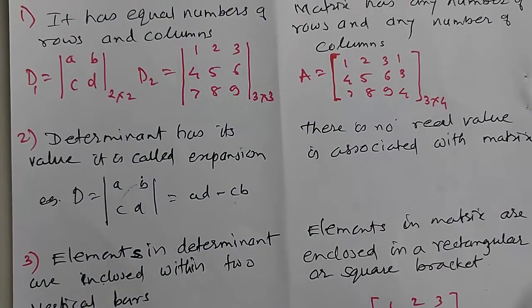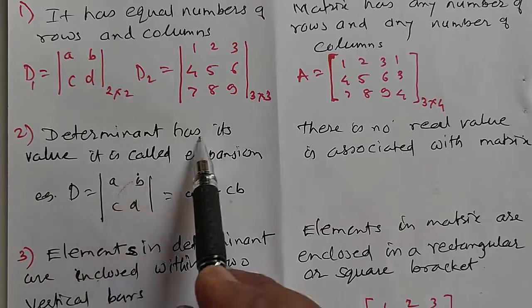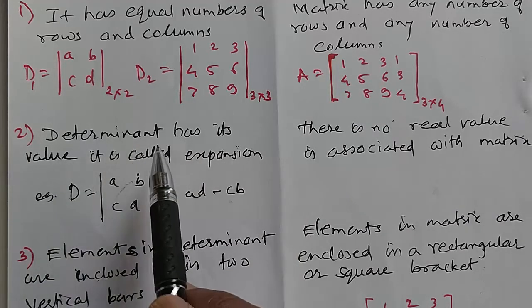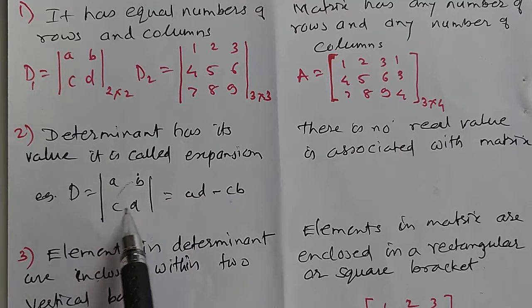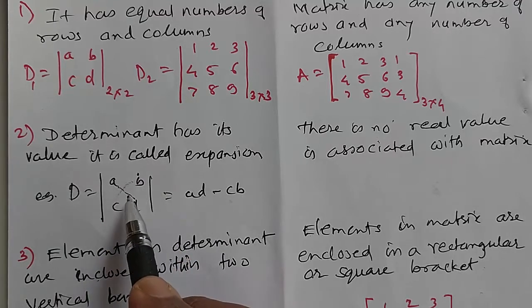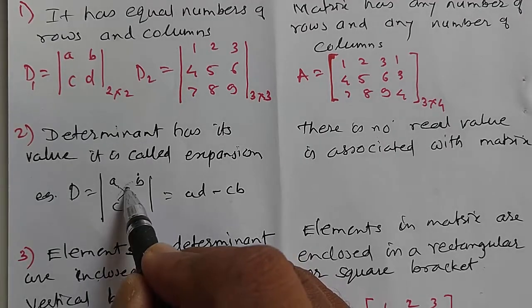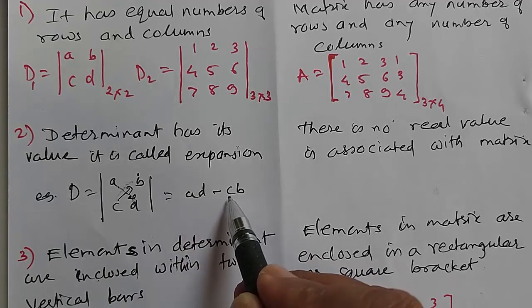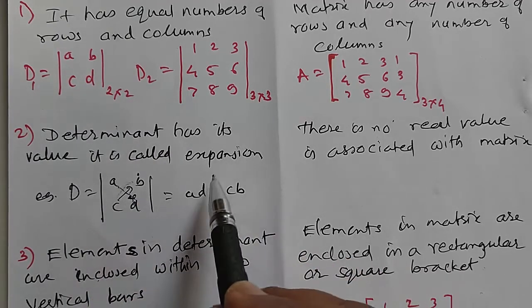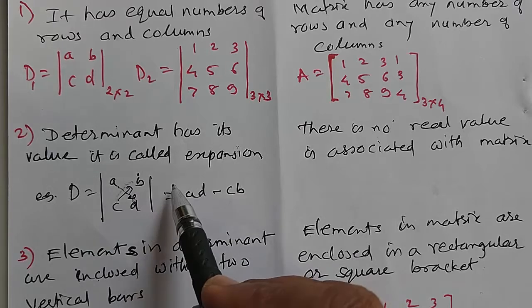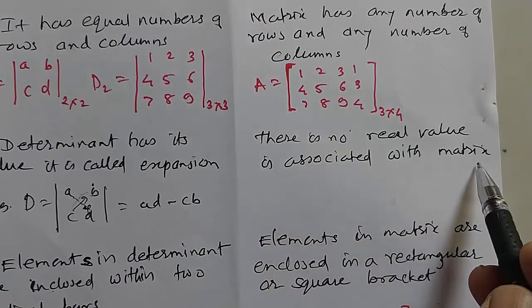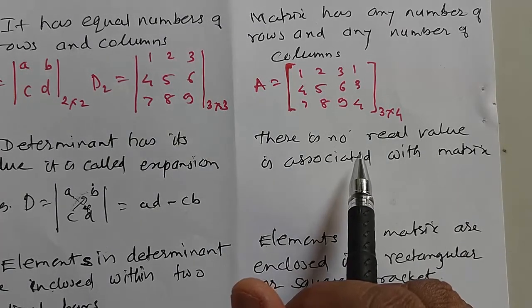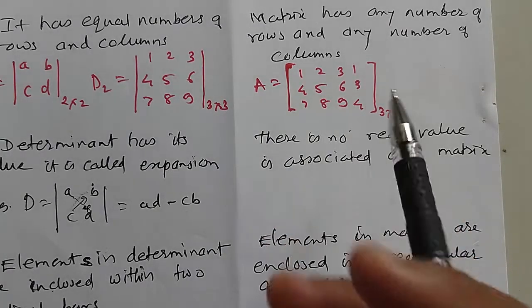The second difference is that a determinant has its value. It is called expansion. For example, if I take the determinant A, B, C, D, then we can find its value. We multiply A with D and C with B: A into D minus C into B. So this is the value of the determinant. For a matrix, there is no real value associated with it. We cannot find the value of a matrix. Matrix is valueless.